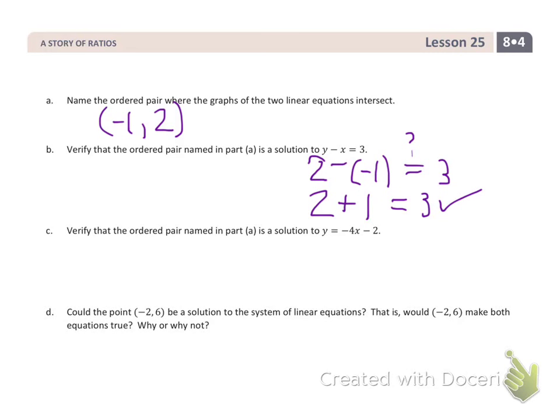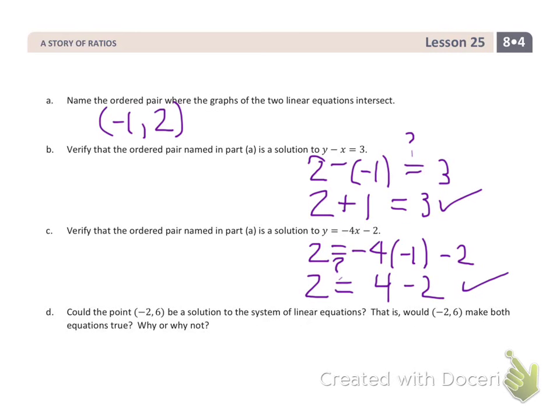And then this next equation, we'll go ahead and plug in the 2 for y and the -1 for x and see what happens. So we've got 2 is equal to -4 times my x-coordinate, which is -1, minus 2. So we've got that 2, this is our question mark, is -4 times -1 is 4, and I still have -2, and so that checks out. 4 minus 2 is 2, so that's equal.